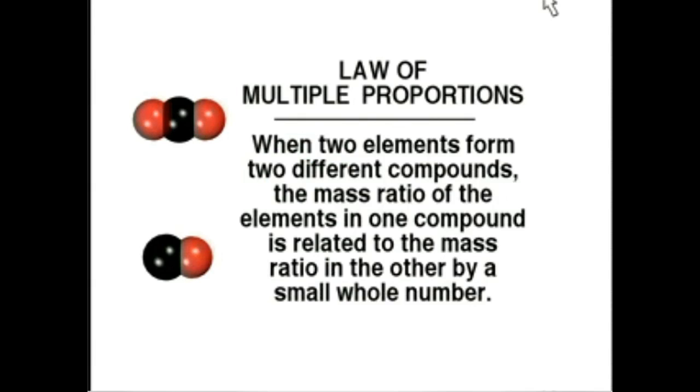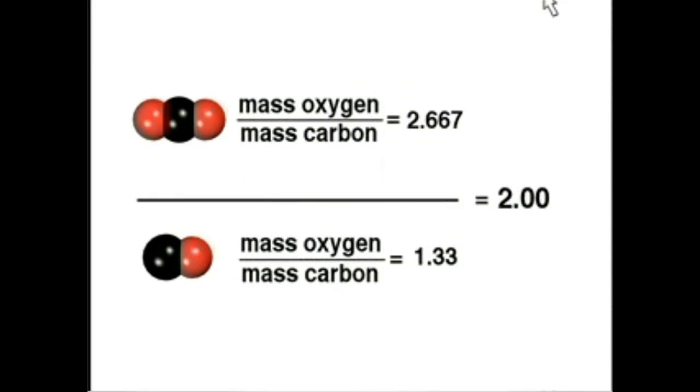John Dalton first stated the law of multiple proportions. When two elements form two different compounds, the mass ratio of the elements in one compound is related to the mass ratio in the other by a small whole number. In our example, the mass ratio of oxygen to carbon in carbon dioxide is 2 times the mass ratio of oxygen to carbon in carbon monoxide.